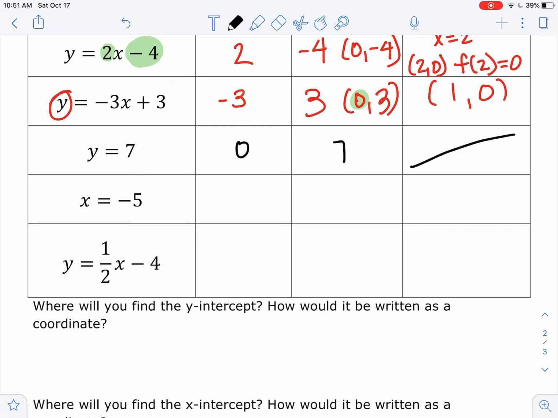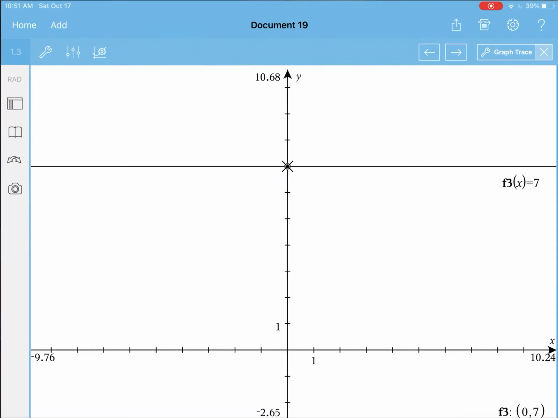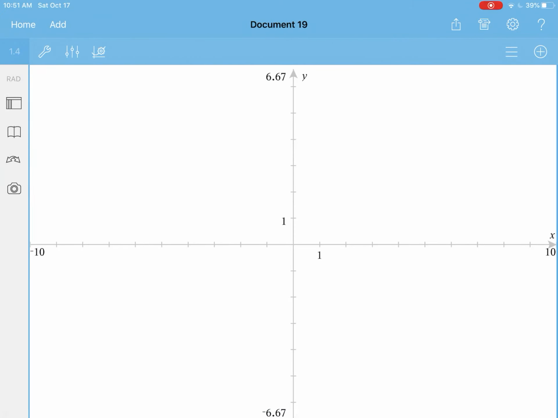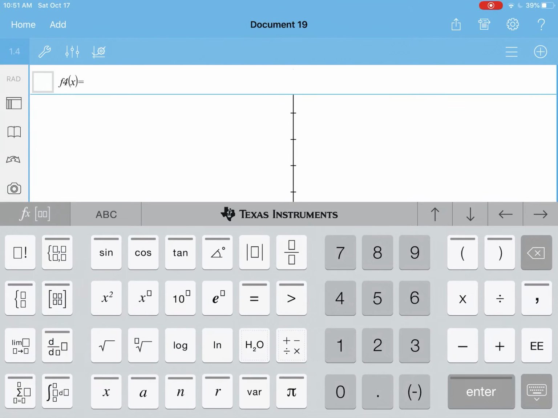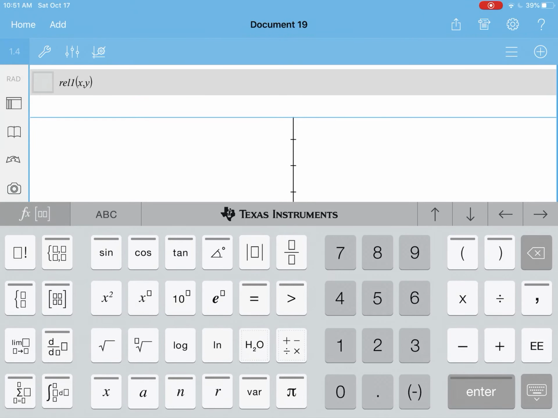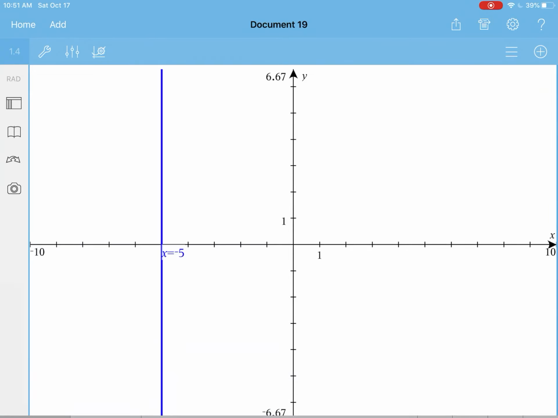X equals -5. So that's kind of interesting. So why don't we try and graph it first? I'm going to add a graph. I'm going to delete this, and I'm going to put this in like this. X equals -5.